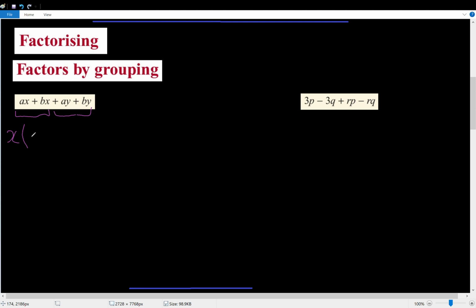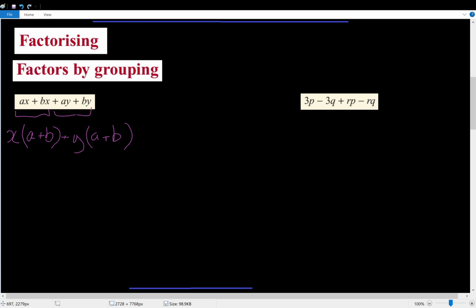Inside the bracket, we do this the same way we would when taking the highest common factor out of an expression. We divide ax by x, and we get a, and then we divide bx by x, and we get b. Now we can close our brackets off. Now we do the same thing with the second pair. The highest common factor for ay and by is y. It's positive, so it's plus y. We open our brackets, and inside we put what we get when we divide these 2 terms by y. So ay divided by y is a, and by divided by y is b.